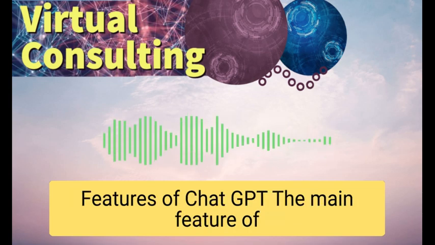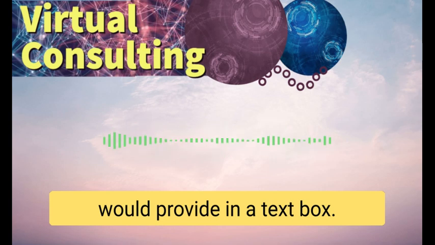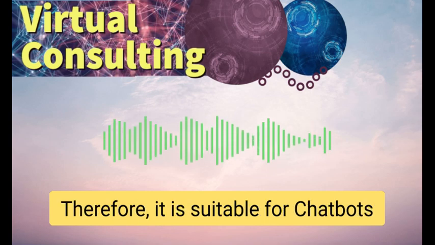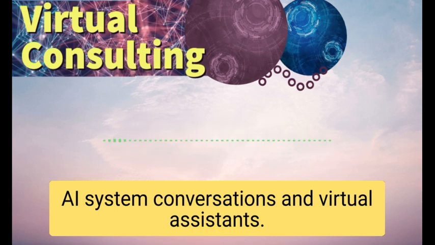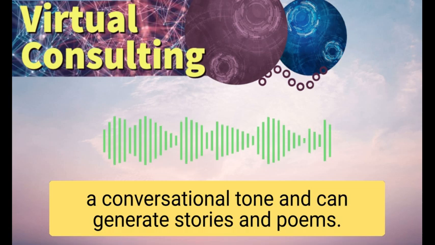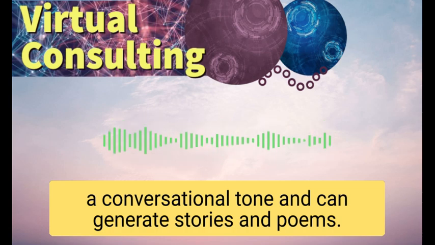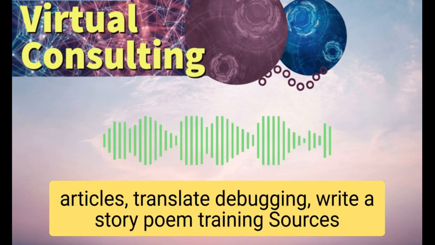Features of ChatGPT. The main feature of ChatGPT is generating responses like those humans would provide, in a text box. Therefore, it is suitable for chatbots, AI system conversations, and virtual assistants. It can also give natural answers to questions in a conversational tone, and can generate stories and poems. Moreover, ChatGPT can write code, write articles, translate, debug, and write stories and poems.